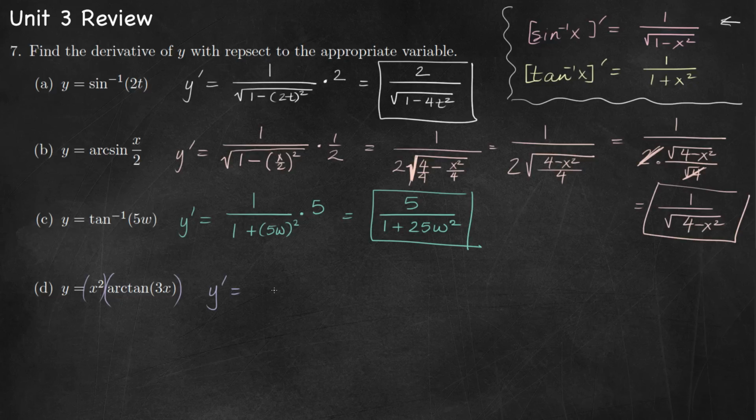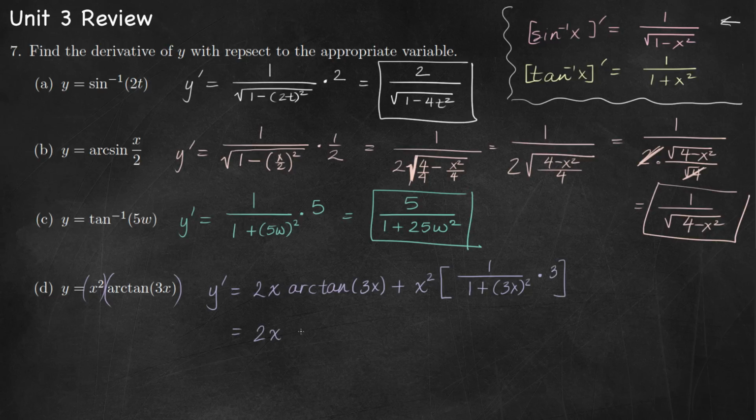So we take the derivative of the first factor, the derivative of x squared is 2x, and we multiply that by the second factor, arctan 3x, plus the first factor, x squared, times the derivative of the second factor. So here's where I have to find the derivative of arctan of 3x. The derivative of arctan stuff is 1 over 1 plus stuff squared times the derivative of the stuff. The derivative of 3x is 3.